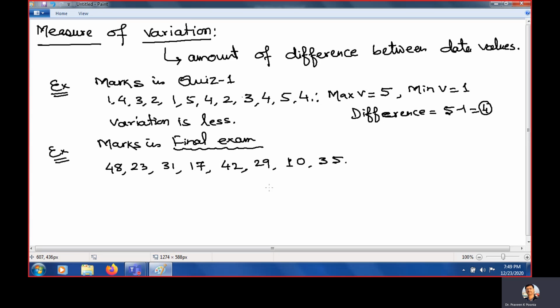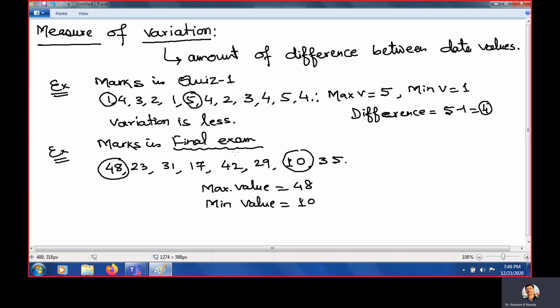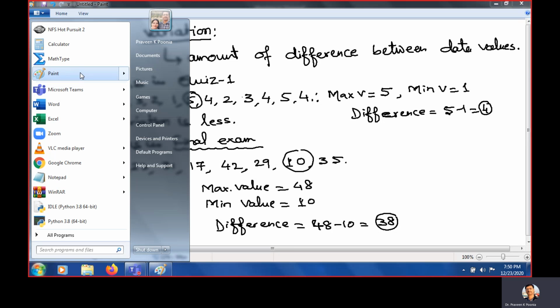But in this big data, what is the maximum value? Maximum value is 48. And the minimum value is 10. This is the minimum value and this is the maximum value. So what is the difference? The difference is 48 minus 10, which is 38. So you can see in one part the variation is very small, and in another part the variation is very big.